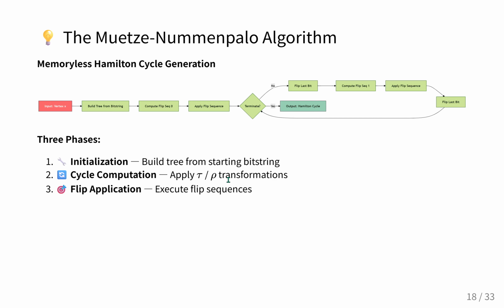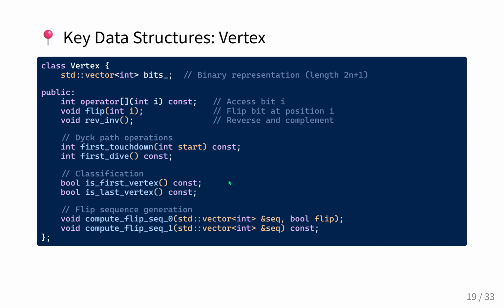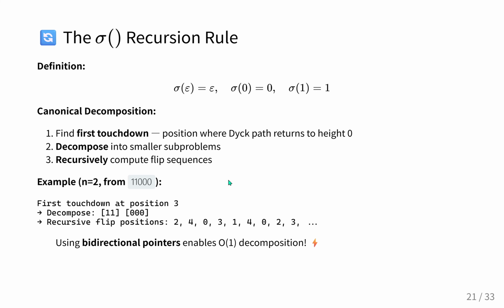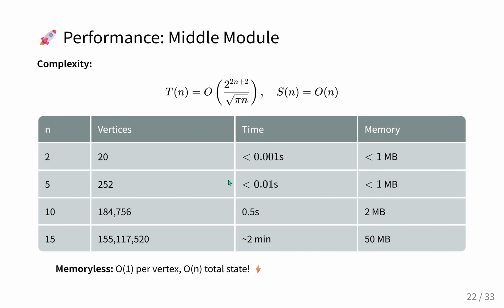But because this algorithm relies on those localized tree rotations, generating the entire 155 million step cycle takes about 2 minutes. 2 minutes. And it uses less than 50 megabytes of memory. It is a profound demonstration of computational leverage. Mapping 155 million states with 50 megabytes of RAM proves that Gray code principles are not just theoretical math. They are foundational tools for pushing the limits of computation itself.